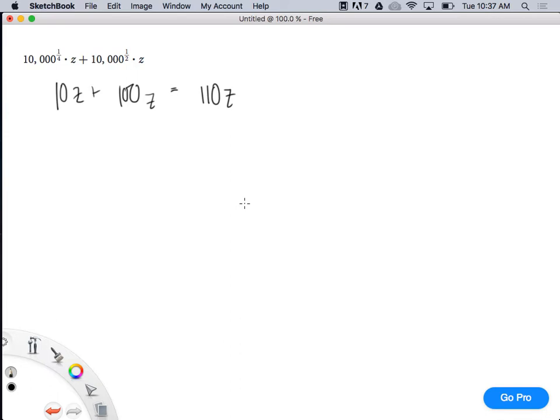Okay. Shh. Let's focus. 10,000 to the 1/4 power is just the 4th root of 10,000. 4th root of 10,000 is just 10. So this is just 10z. 10,000 to the 1/2 power is the square root of 10,000. Square root of 10,000 is 100. So this is just 100z. 10z plus 100z is 110z.